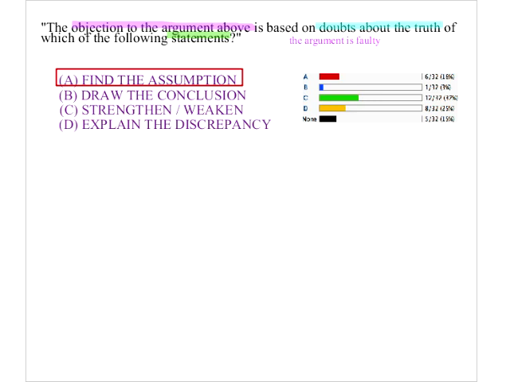If the statement is negated, doubts about the truth. That means if the statement is untrue, then... and so this is just a really obnoxious way of saying if you negate the statement, the argument becomes faulty.